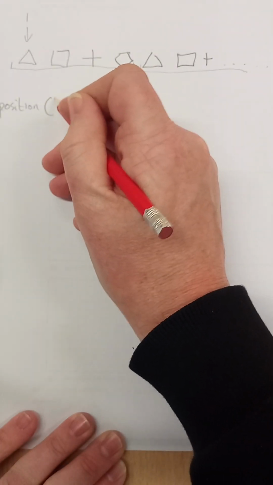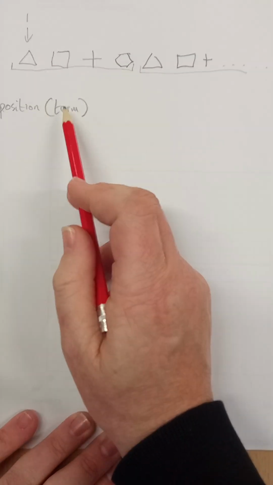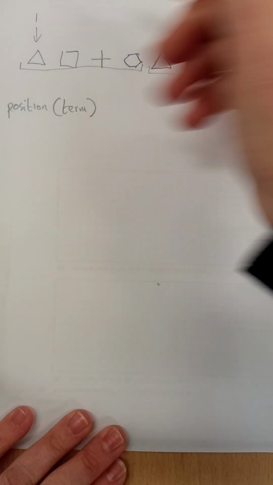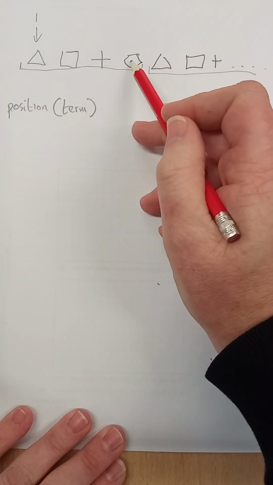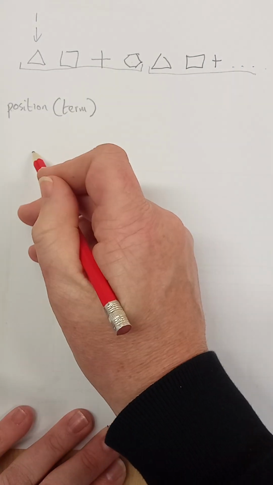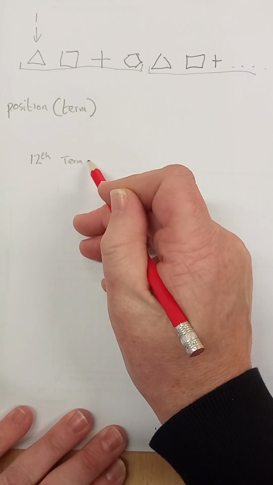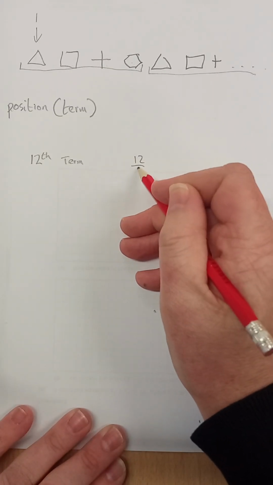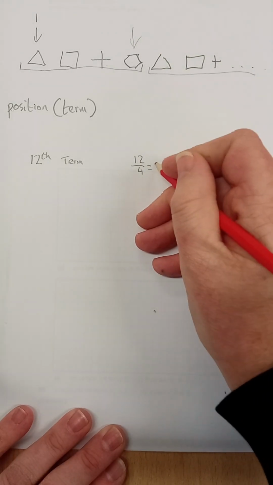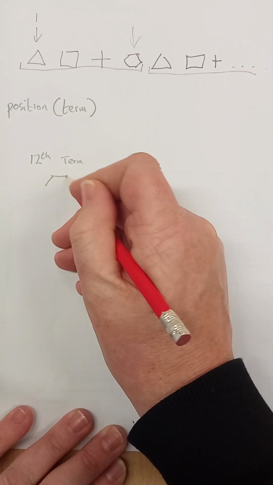Position is also called term, the first term. From now on, I won't use the word position, I'll use the word term because it's more mathematically correct. So this is the first term, the second, the third, the fourth, and then it starts to repeat. If it repeats every fourth, then if I want to know the 12th term, all I have to do is divide 12 by 4, and if it goes evenly, then it must be the fourth term. And it does. It goes 3 times with no remainder, so the 12th term is in fact a hexagon.